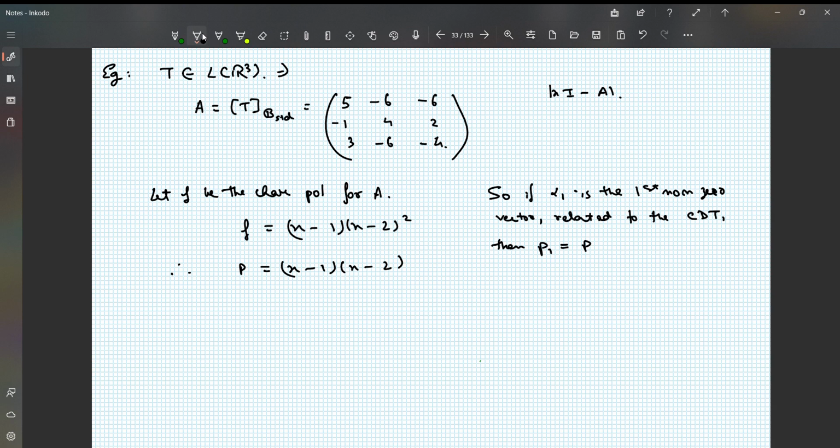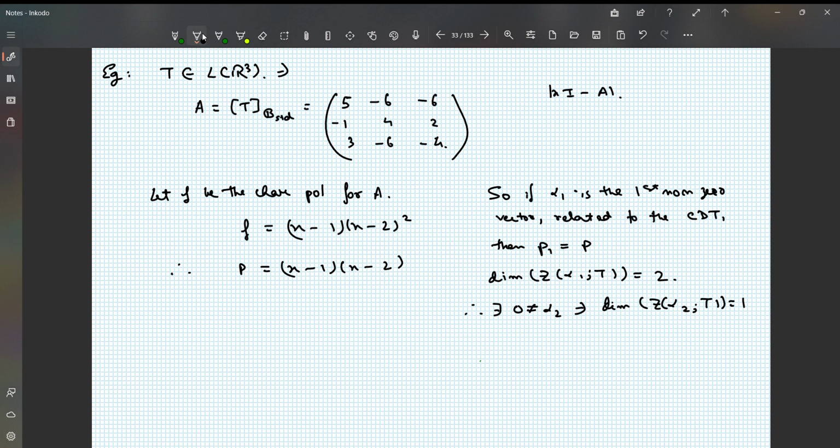And so if P1 is equal to P, then it's obvious that the dimension of the T cyclic subspace generated by alpha 1 should be the degree of P1, right? The degree of P1 is 2, so the dimension should be 2. But the dimension of the given vector space is 3, right? So that means there exists some other non-zero vector as well. Therefore there exists some other non-zero vector alpha 2 such that the dimension of the T cyclic subspace generated by alpha 2 should be 1, right? Is this part clear?